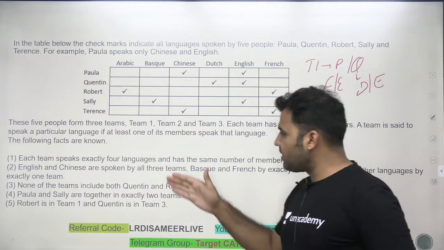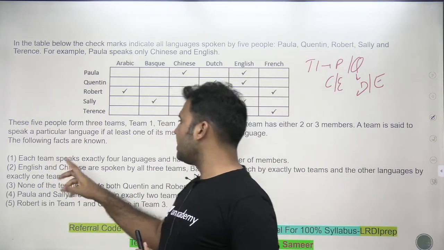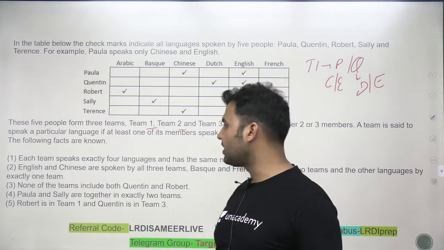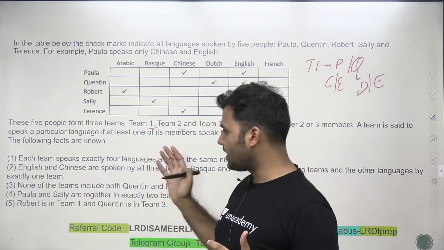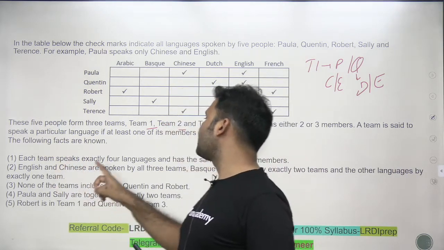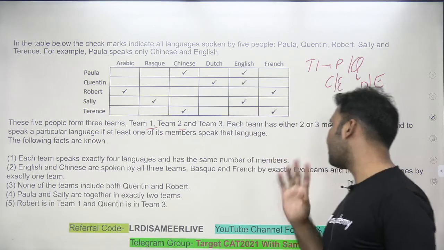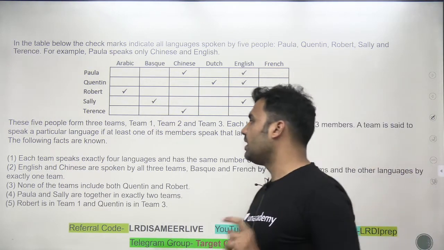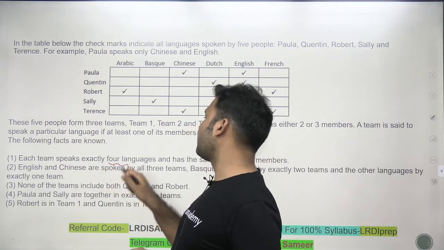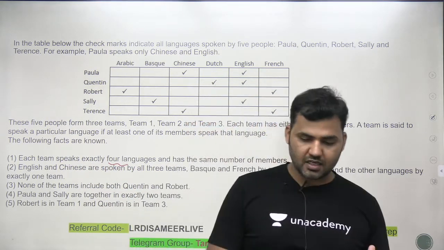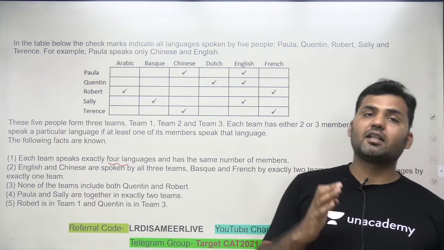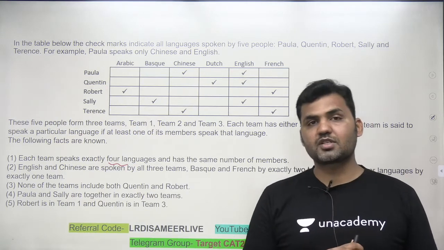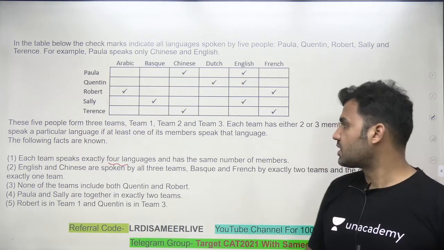Now, there are some additional conditions given here. You are supposed to make 3 teams, team 1, team 2 and team 3. Each team can have 2 or 3 members, and the first condition says each team speaks exactly 4 languages and has the same number of members. Each team speaks exactly 4 languages. You have to form a team in such a way that that particular team should be able to speak 4 languages. That means inside that team there should be people who can speak 4 languages.